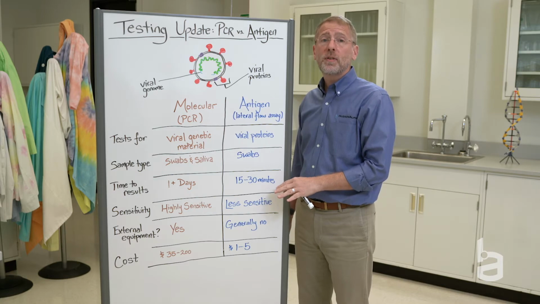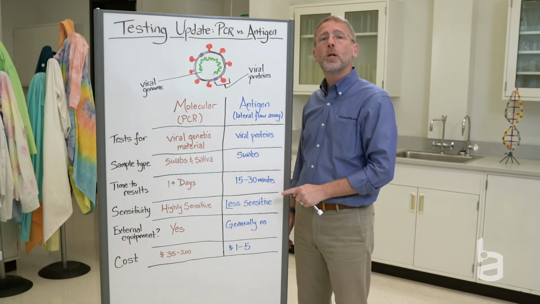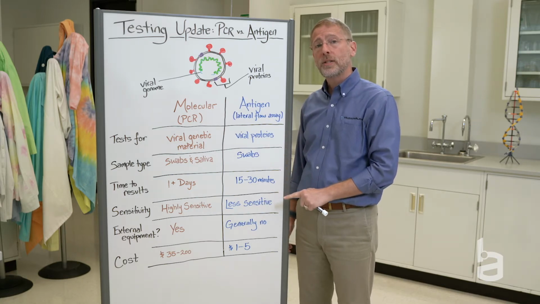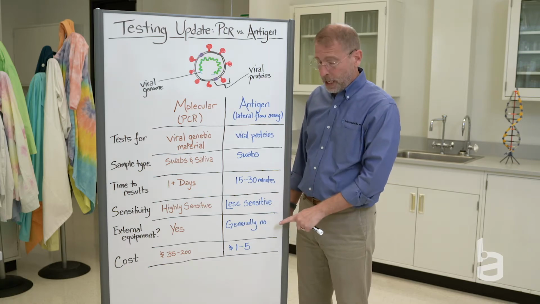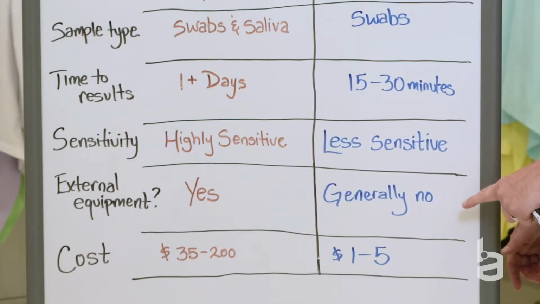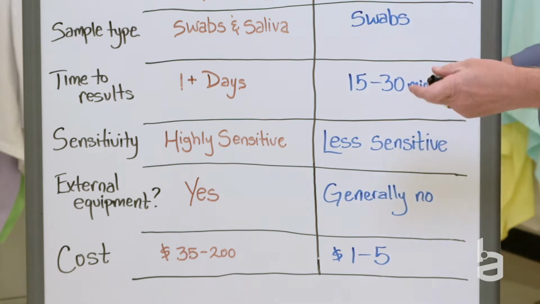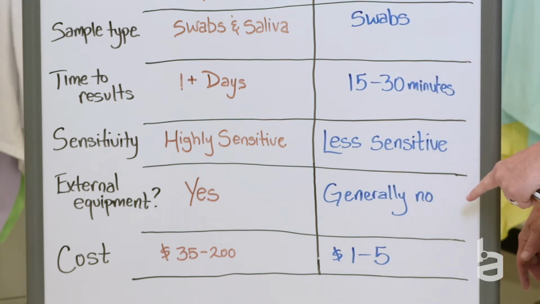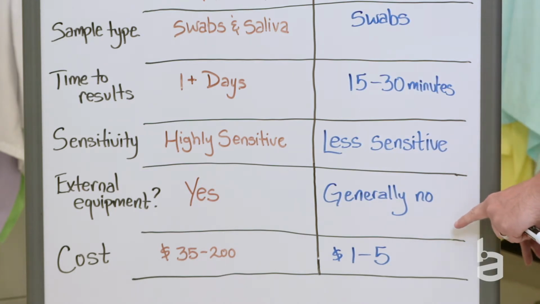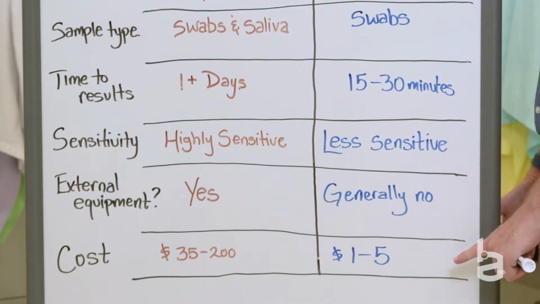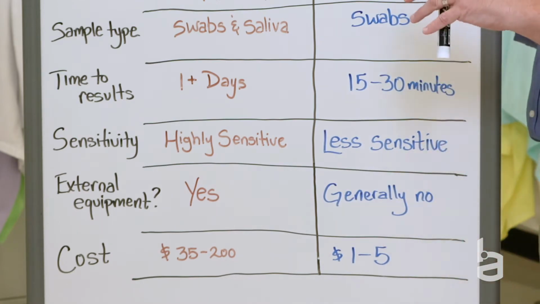in order to test positive on an antigen test. Generally, it doesn't require any specialized equipment, so it can be done at a point of care. And there are a number of people trying to develop tests that you could do at home. And it's much less expensive, $1 to $5 per test on average.